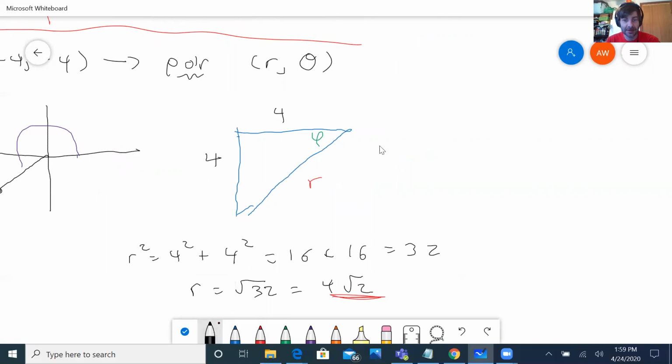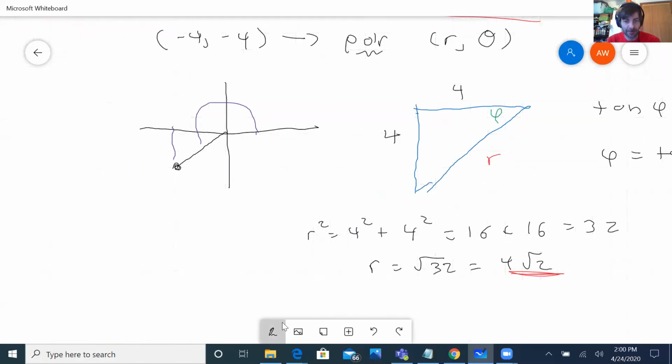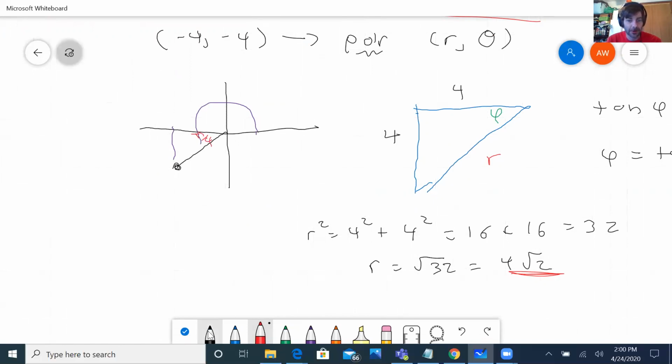So I'm going to say the tangent of phi is 4 over 4, which is 1. And so phi is the inverse tangent of 1, which is pi over 4. So I only have to think about that first quadrant. But that's what phi is, right? So if I go back to my little sketch, I know this is pi over 4. So the theta that I need is 5 pi over 4.